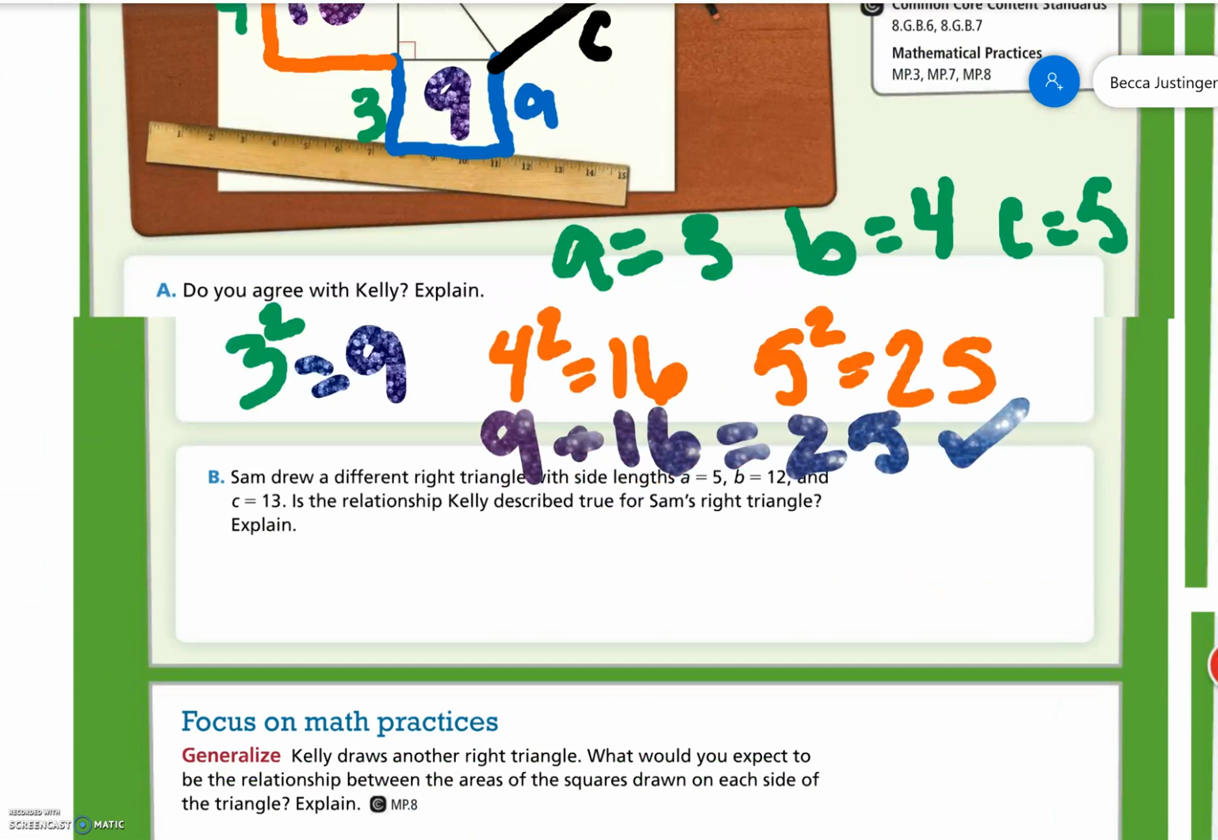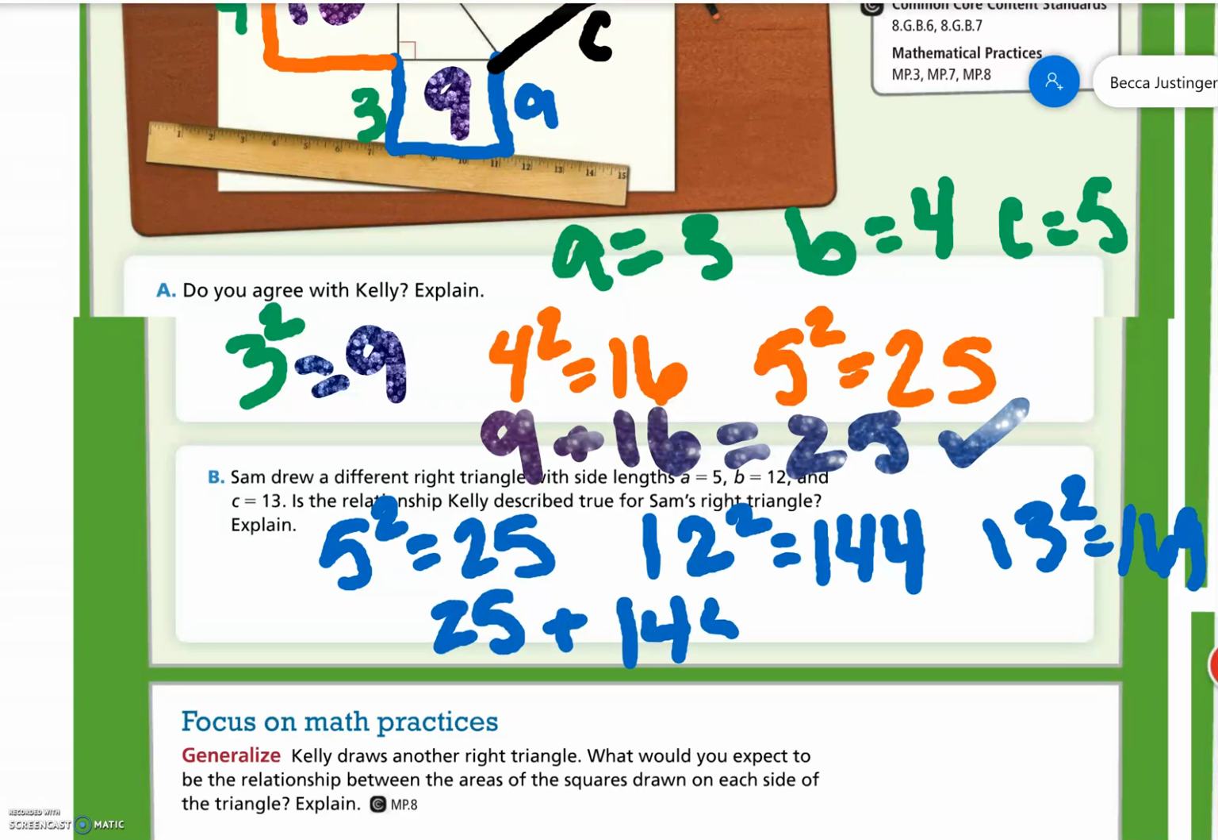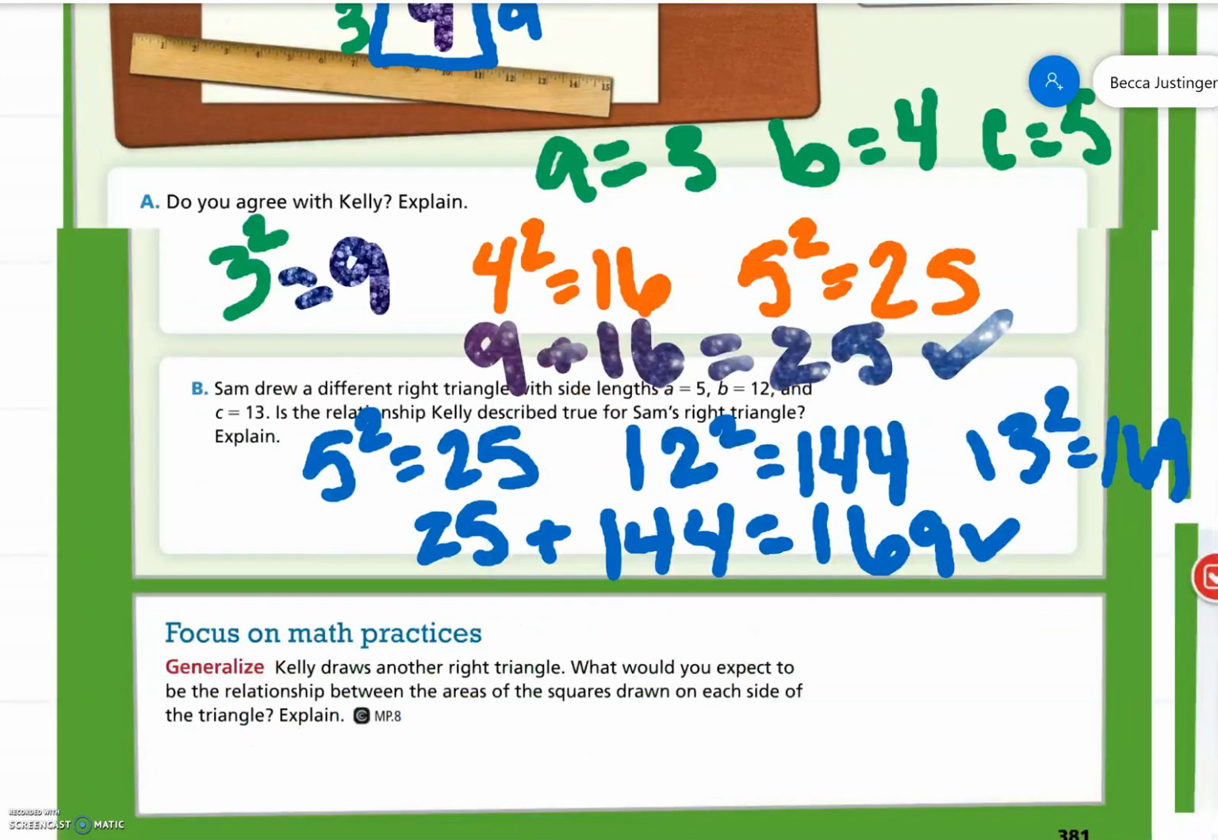Sam drew a different right triangle with side lengths A equals 5, B equals 12, and C equals 13. Is the relationship Kelly described true for Sam's right triangle? Well, let's try it. 5 squared is 25. 12 squared is 144. And 13 squared is 169. So is 25 plus 144 equal to 169? Yep. That works.